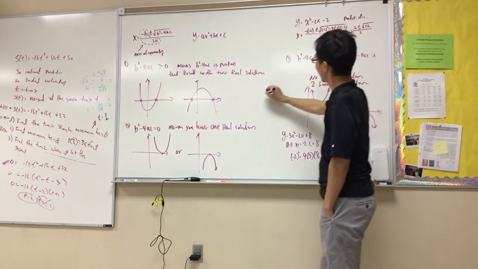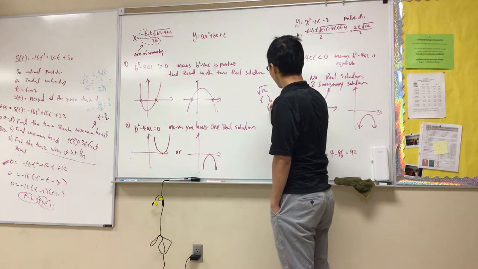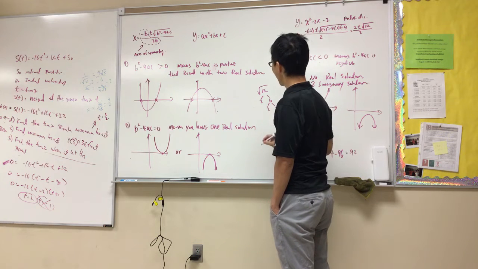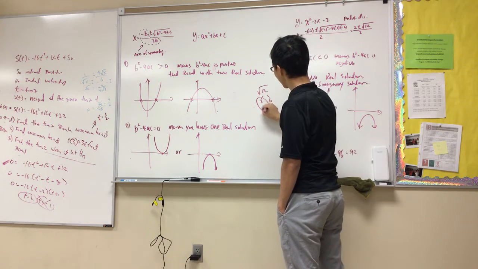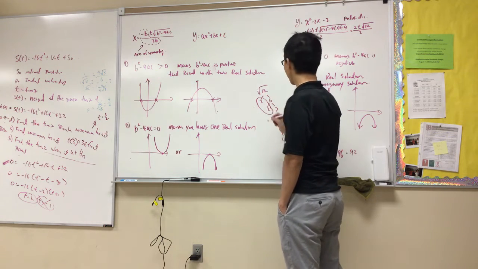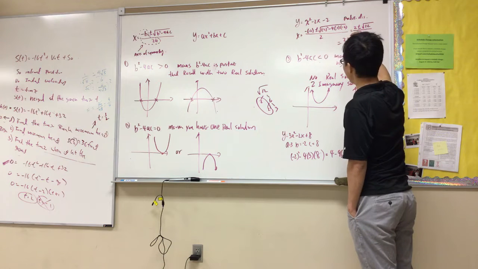Square root 12, 2, and then what? 6, 2, 3. So what do you think the simplified square root 12 is? The 2 is going to come outside, and the 3 stays inside. So 2 plus or minus 2 square root 3 over 2.